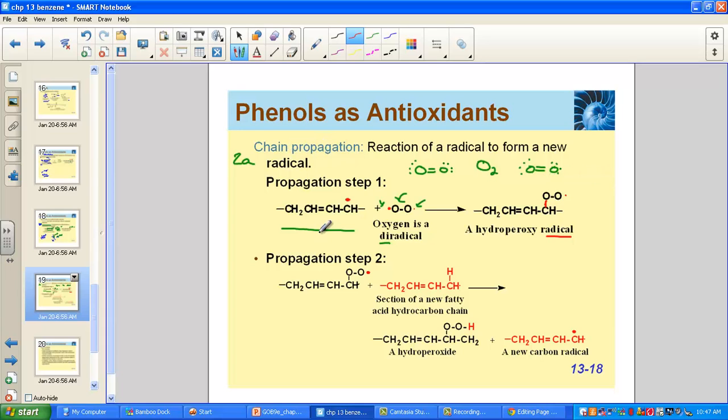Chain propagation says I'm going to take a radical, which we had here from the hydrocarbon chain, and create a new radical, which now we have up here on the oxygen on our hydroperoxy group. Step 2A, take the oxygen and add it onto the carbon next to the double bond. This reaction produced a new radical.